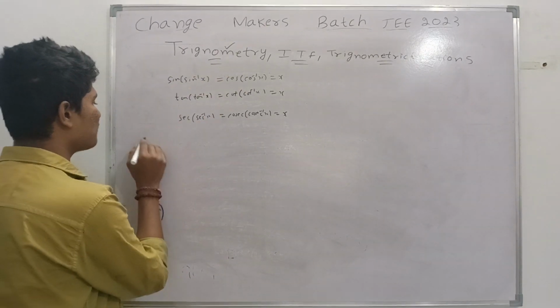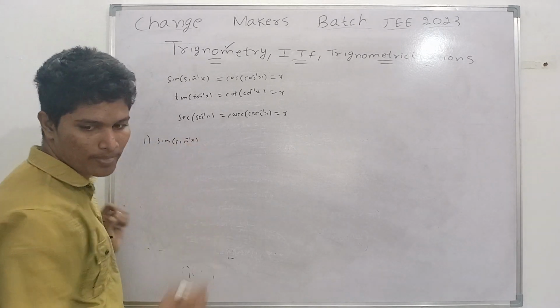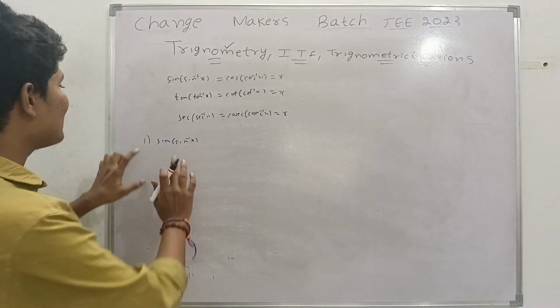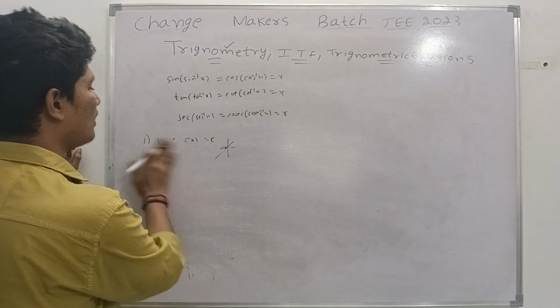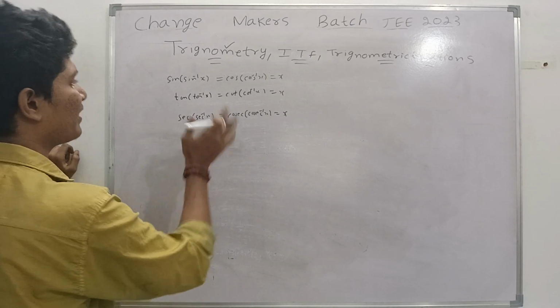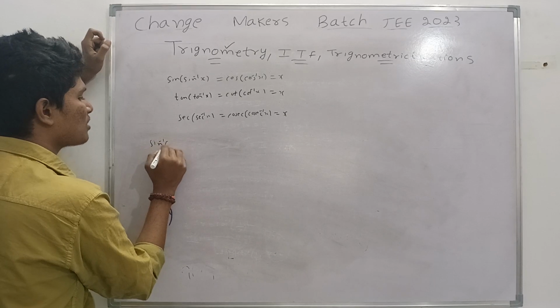And there is a graph for this. Sine of sine inverse x has a graph. Sine of sine inverse x is nothing but x. So basically it is a straight line. Like this, all the graphs are the same for this. But when it comes to the reverse property, that is sine inverse of sine x.